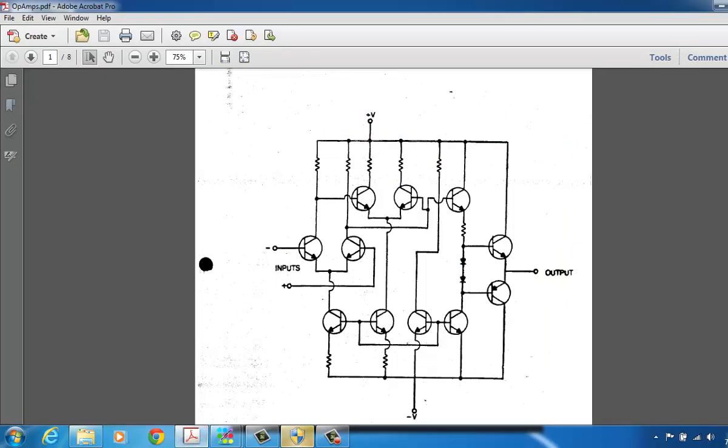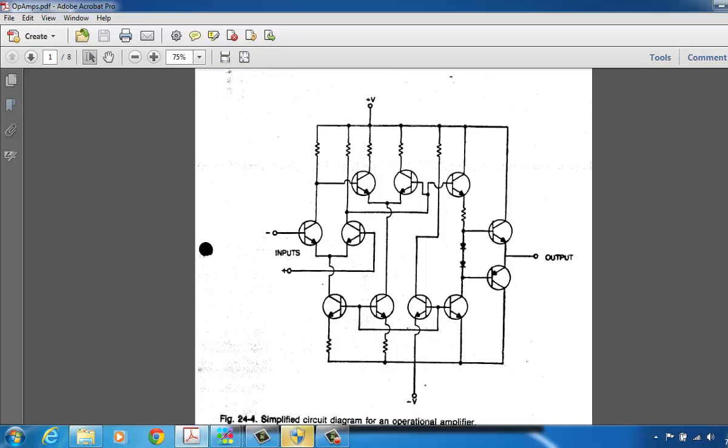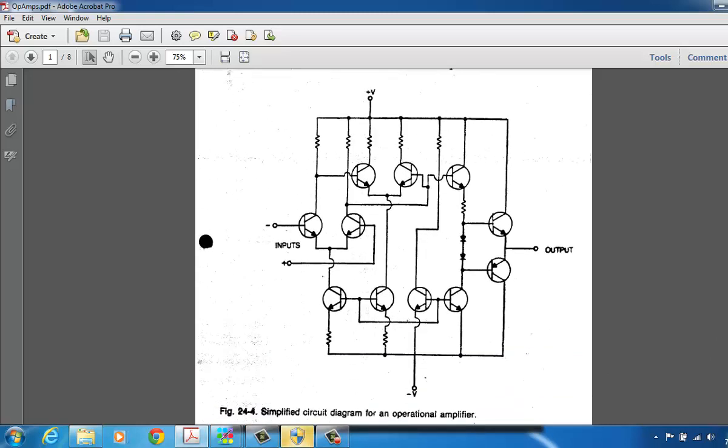Here's a simplified schematic electrical drawing of an operational amplifier. So you can see that even though this is simplified, it's still a fairly complex circuit. It contains about a dozen or so transistors. You can see a couple of diodes, and there's actually more components. There's some capacitors that have been left out of here.